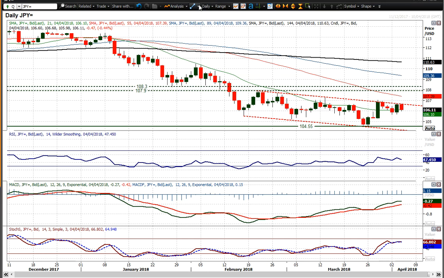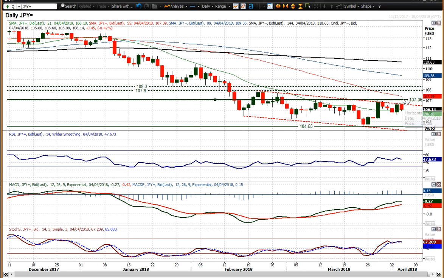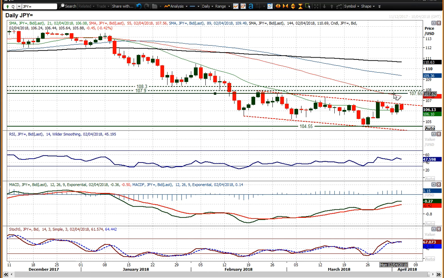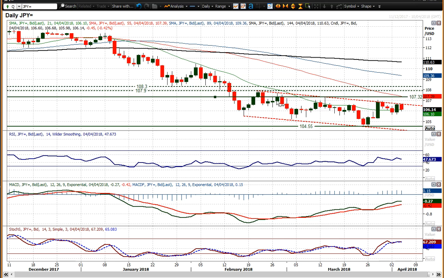Now, I would argue also that a break above 107.30 completes a bit of a head and shoulders base pattern, you could argue as well. So that would be what I'd be looking out for. Above 107.30 would really start to turn that sentiment around. At the moment we haven't got that. The market is still failing at the trend channel highs.